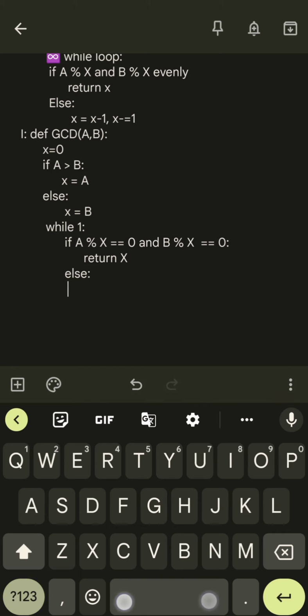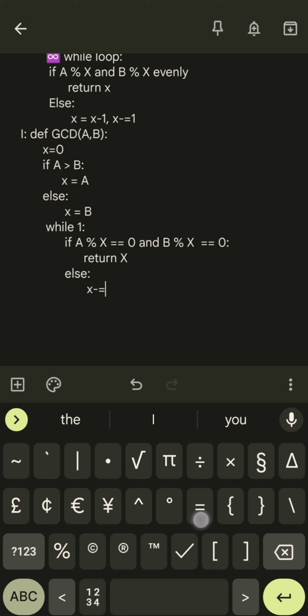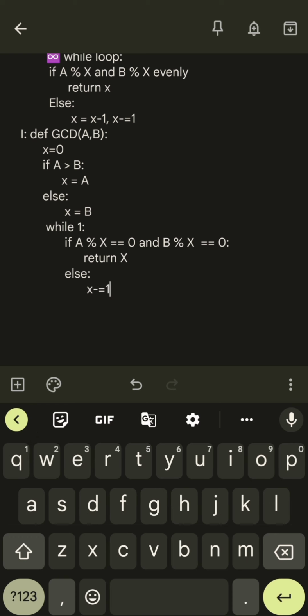And that's pretty much it. You're pretty much going through this. So let's go ahead and review this real quick. We have our two inputs, A and B. We're going to declare x equaling 0, meaning that that's the GCD. That's the GCD that we're trying to get, but we're going to call it x.